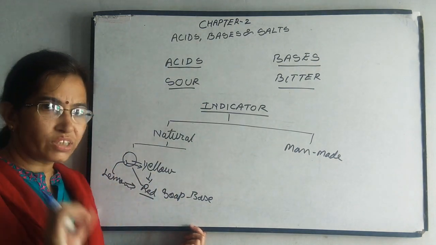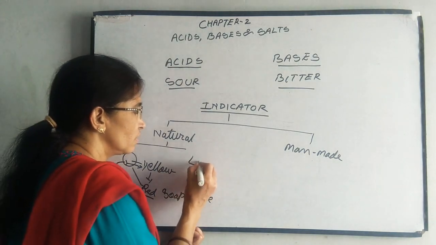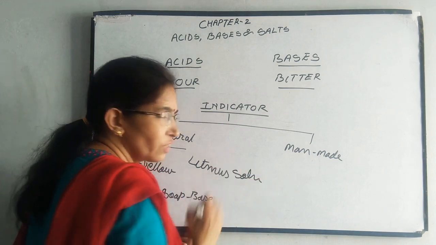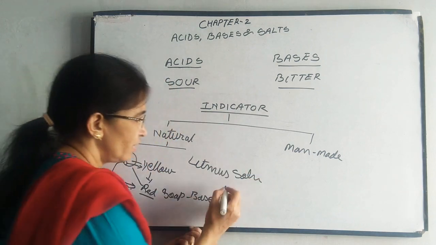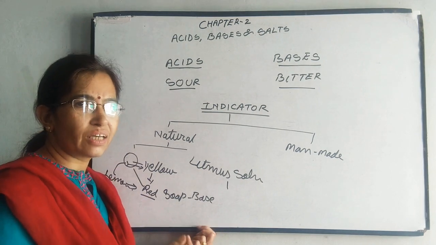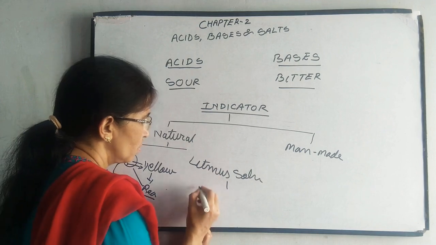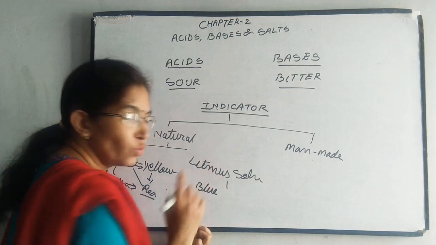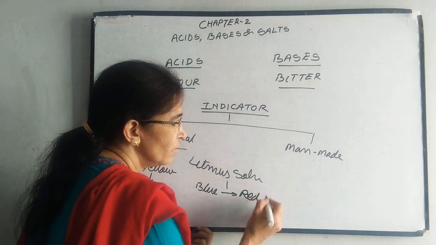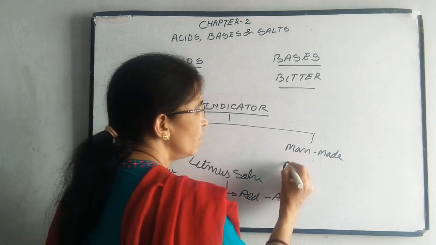One more which is very important and which we use in the lab is litmus solution. This litmus solution is violet in color originally, but with acidic or basic medium its color will be blue or red. We are going to take blue litmus. Keep in mind blue to red. When will this happen? When your substance is acid. How will you remember? AB road.